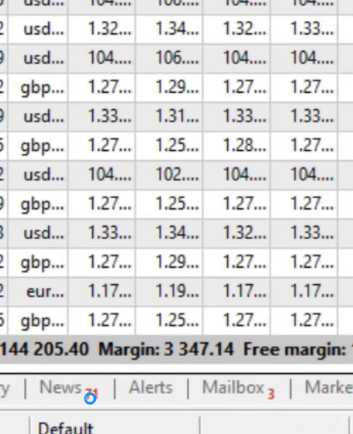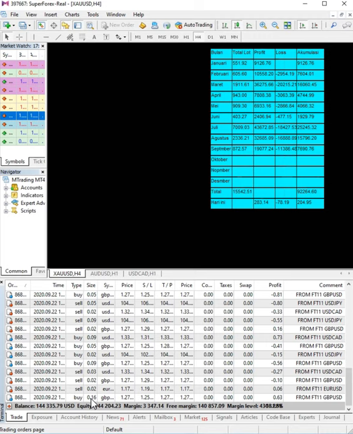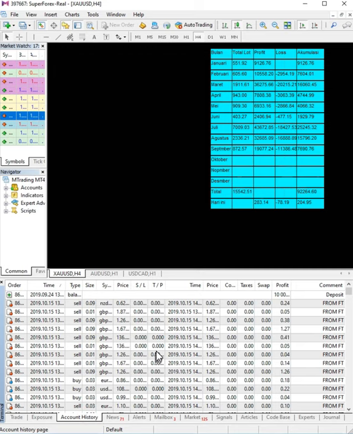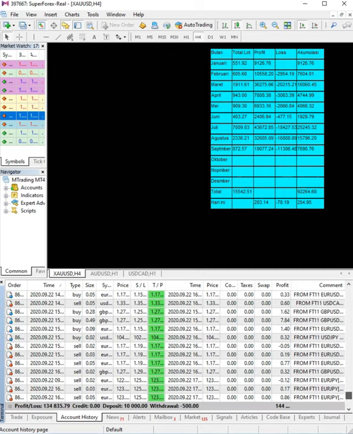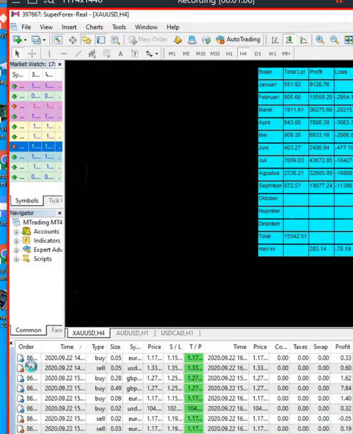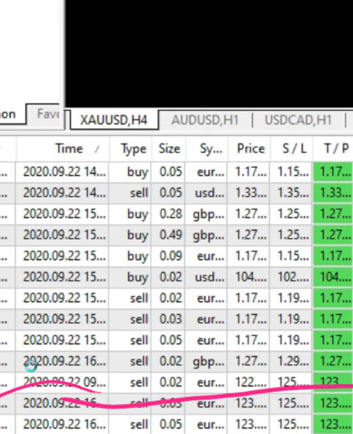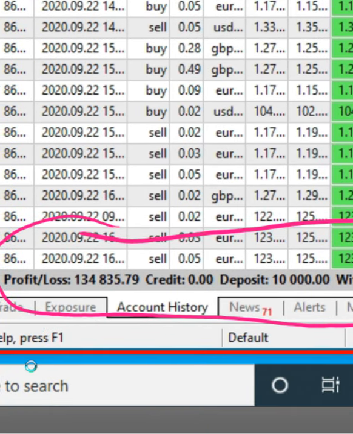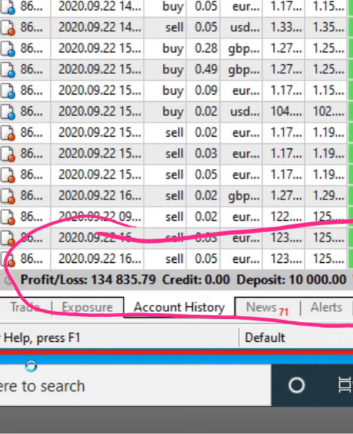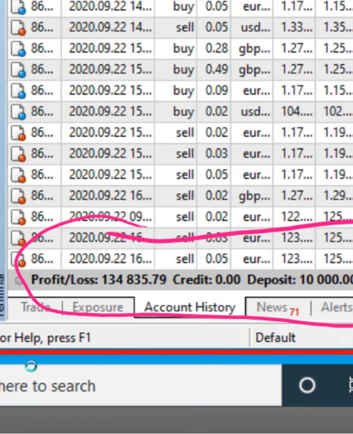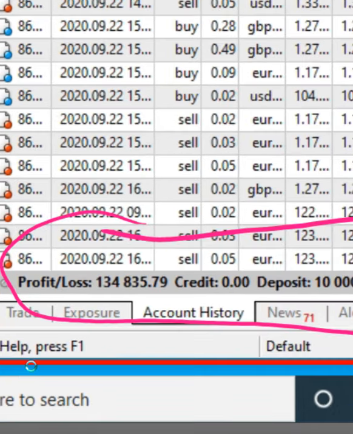I will show you this on the account history, where you can see a withdrawal of $500. Let me zoom in for you so you can see the $134,000 net profit.